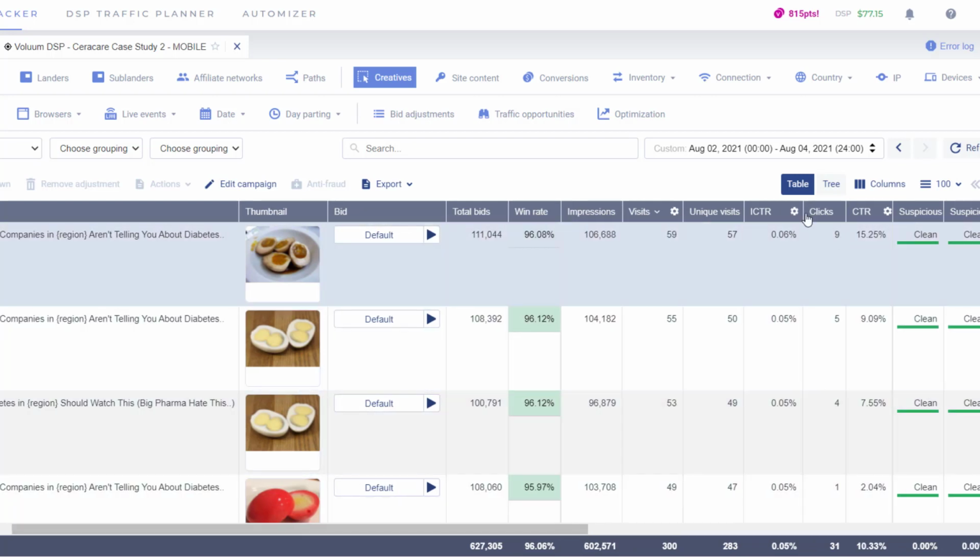And then clicks, so the visits are how many people click from the ad to the landing page, and the clicks are how many people went from the landing page to the offer. And then here is the click-through rate from the landing page to the offer.